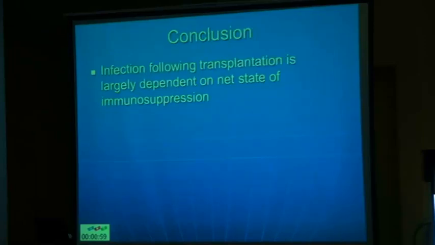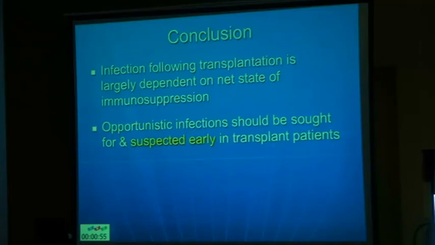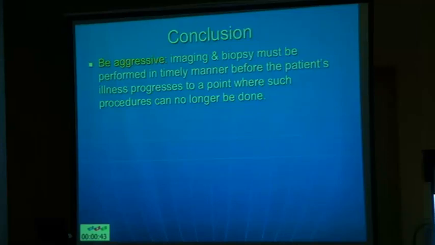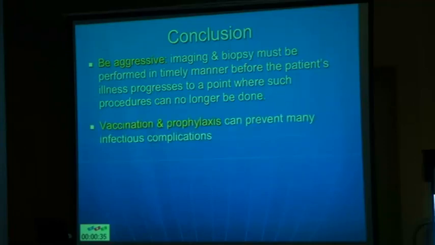So in conclusion, infection following transplantation is largely dependent on the net state of immunosuppression. Opportunistic infection should be sought for and suspected early in transplant patients. Rapid institution of treatment based on correct diagnosis is crucial for good clinical outcome. Be aggressive. Imaging or biopsy must be performed in a timely manner before the patient's illness progresses to a point where such procedures can no longer be done.